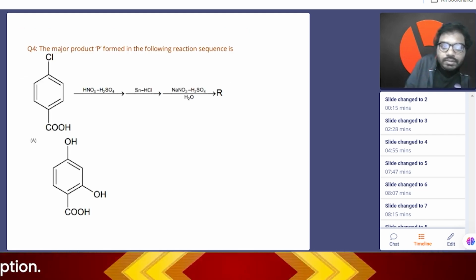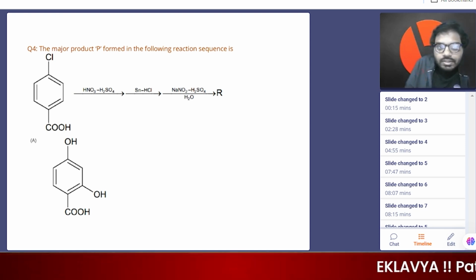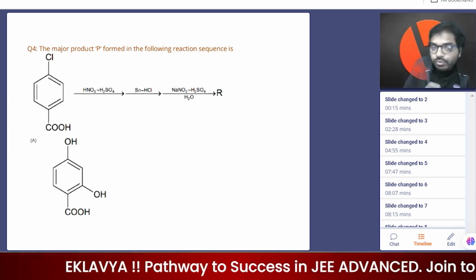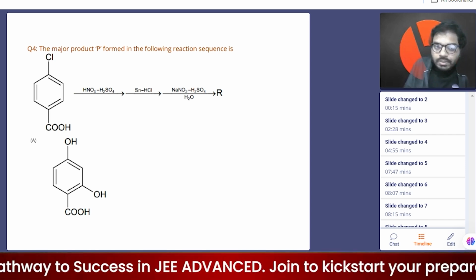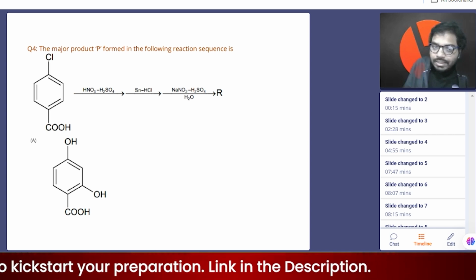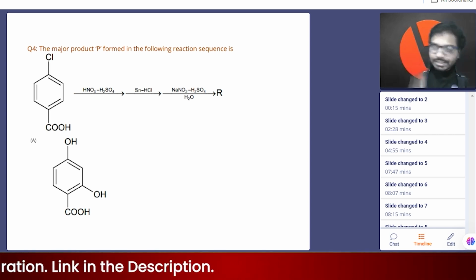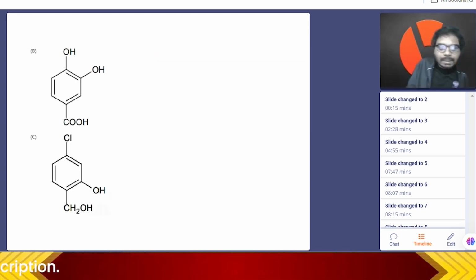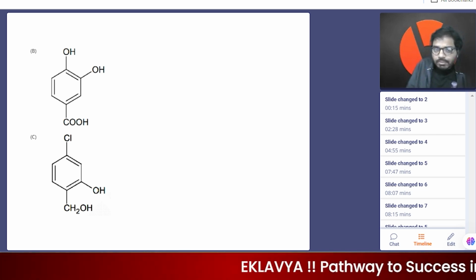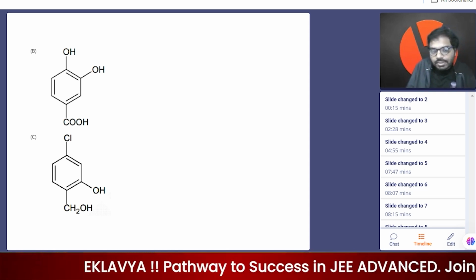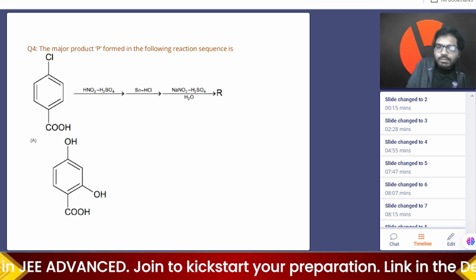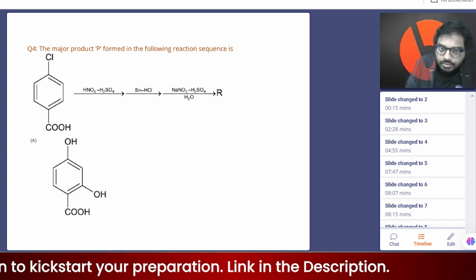So moving forward, we will check the next question. Major product formed in the following reaction. Four options are given. The reactant here has chlorine present at the para position, and an acid is present, COOH. You can see here this COOH, and here OH is inserted, then again OH is inserted, and four options are given. We will check one by one what is the possibility here.